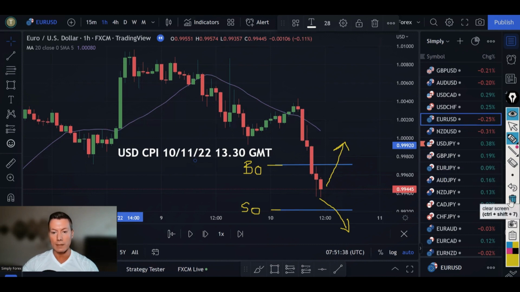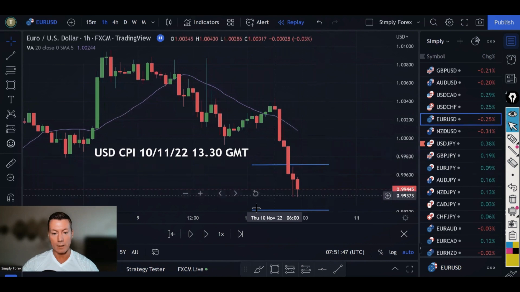So let's remove these lines now. Let's remove my drawings, guys. And we're going to see how this plays out, okay? So let me just move this out. I'm going to push the replay button, guys, and let's see how this strategy plays out.